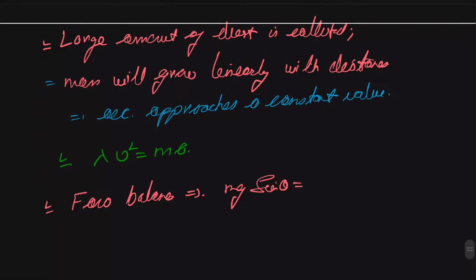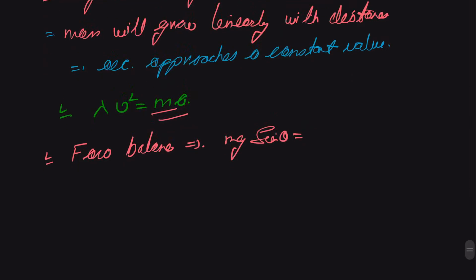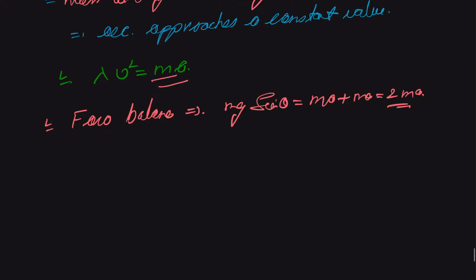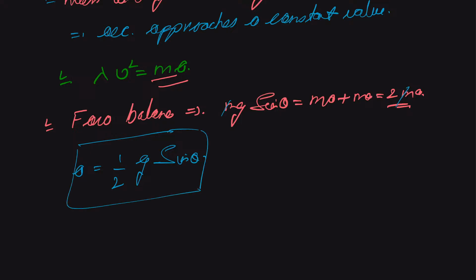We already calculated that this is equal to m a. So this comes as ma plus ma, giving us 2ma. From here we can write the equation of acceleration. The mass cancels out, so the acceleration will be equal to half g sine of theta. So this will be our acceleration after a long period of time.